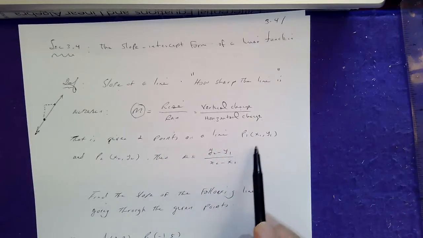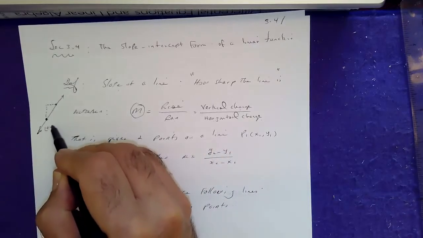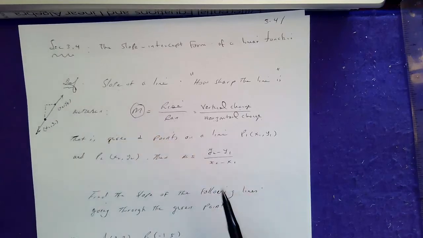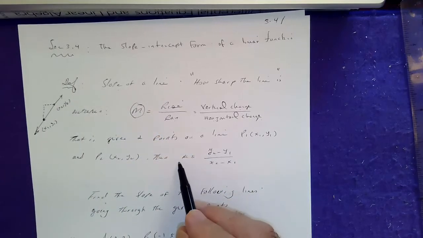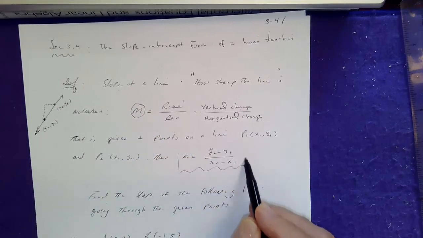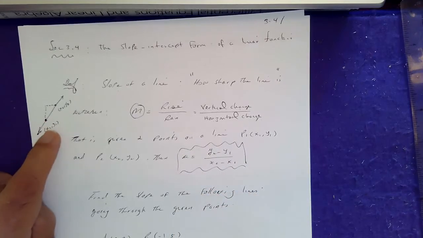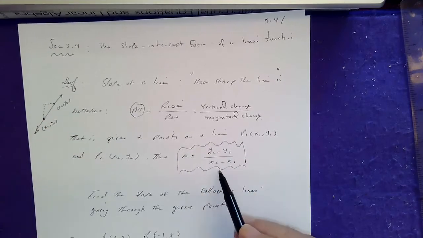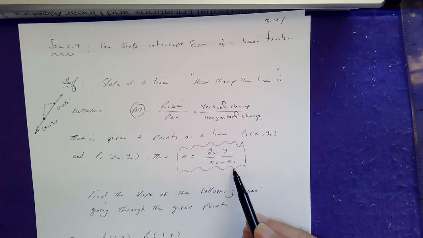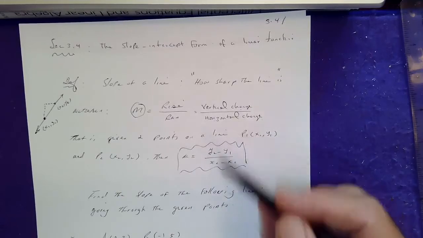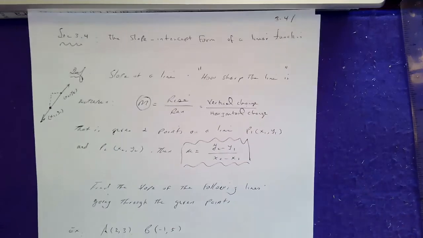Let's say this point is x1, y1, and this point is x2, y2. So by definition, m is defined as y2 minus y1 over x2 minus x1. That means the difference of the y components over the difference of the x components. Remember, x is how much sideways you go on the line, and y is how much you go up and down the line, right?